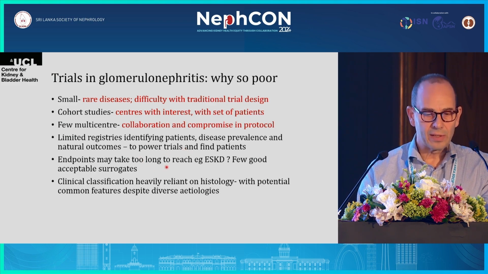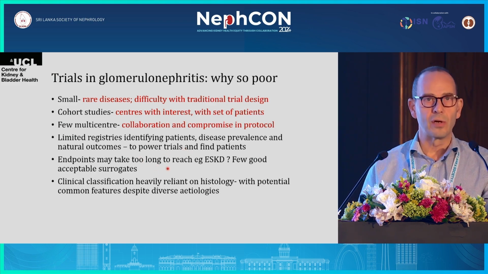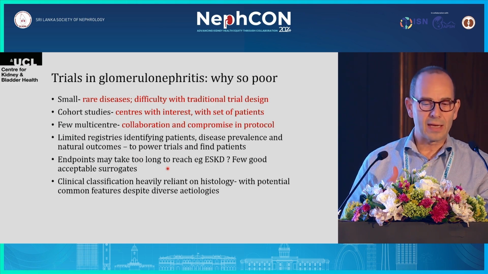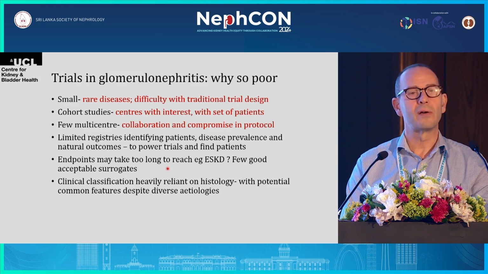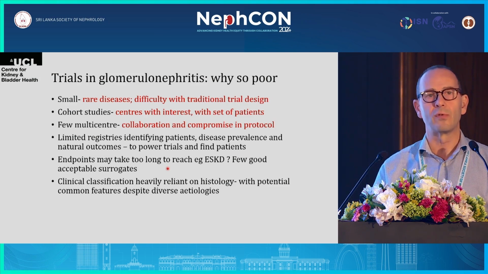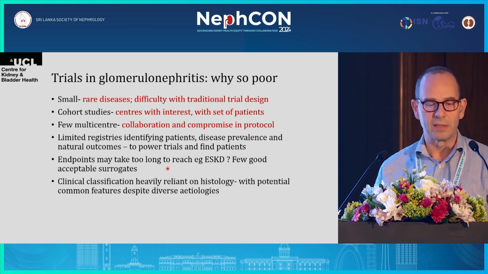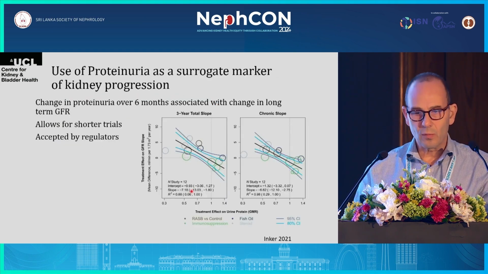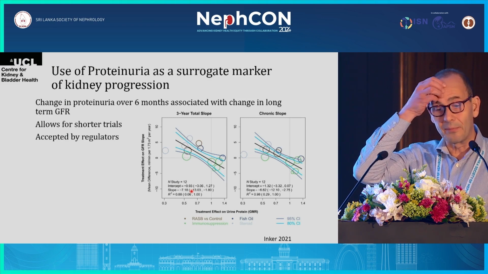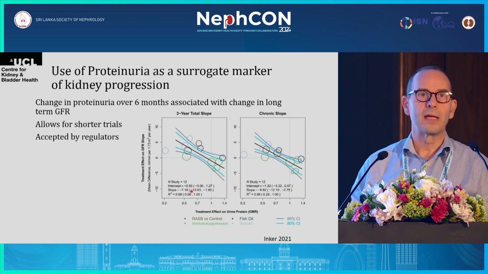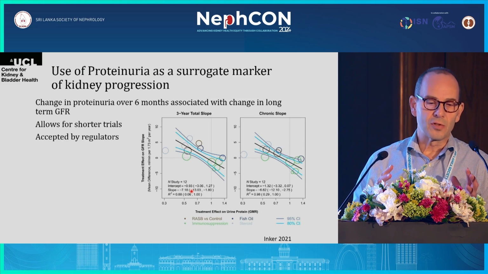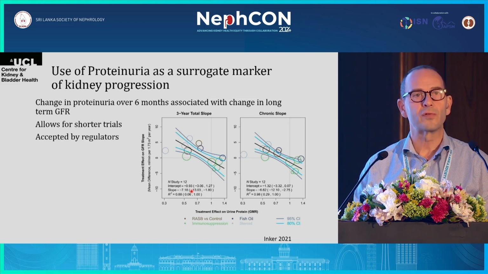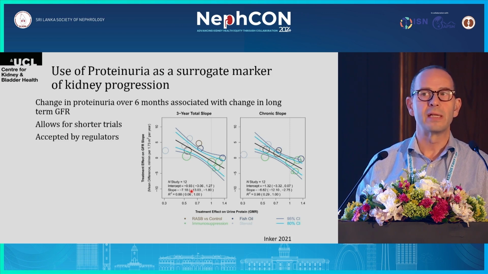And the main issue, I think, has been that the endpoints take too long. If you look at reaching end stage or doubling of the creatinine, that can take a number of years, and drug companies aren't really very interested in doing trials over a 5 or 10 year period for the most part. So how do we get around that? Well, I think one of the major things that happened a number of years ago was the fact that the change in proteinuria over a 6-month period was shown to be an extremely good surrogate for long-term kidney outcomes.